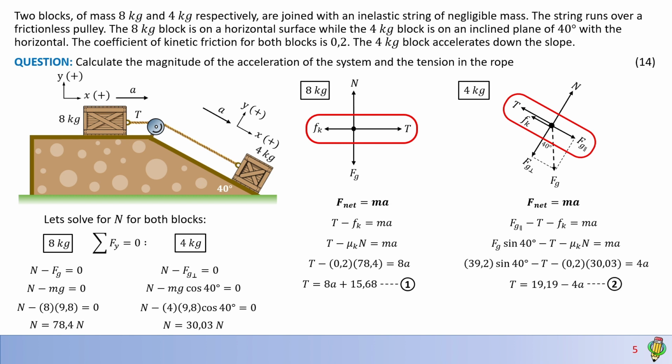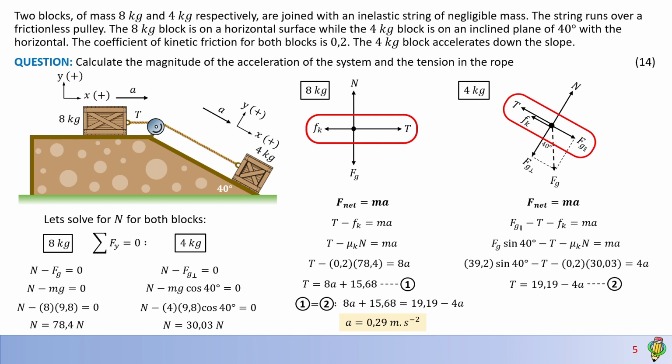Then likewise, we're going to equate both the equations, and we get 8 multiplied by a plus 15.68 from equation 1 equals 19.19 minus 4a from equation 2. Then we can see our only unknown there is acceleration, which means we can find the value. Then in this case, it works out to be 0.29 meters per second squared.